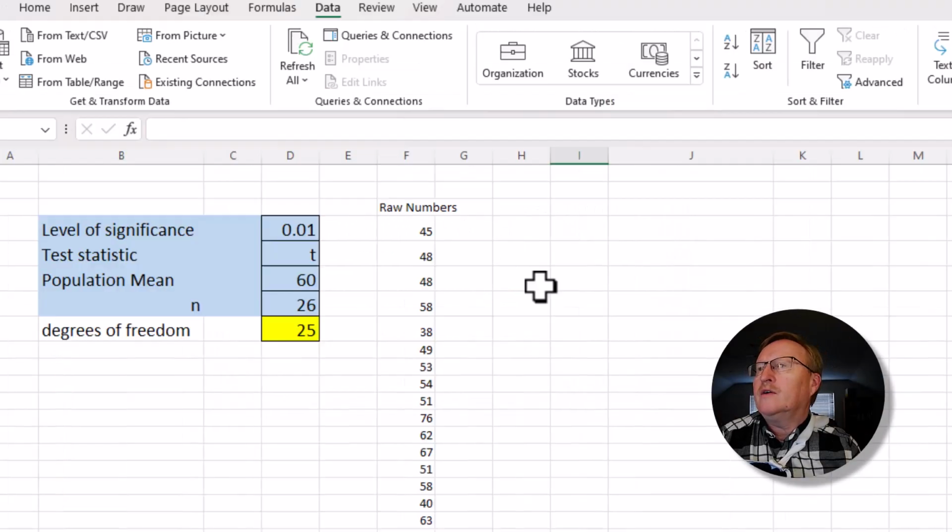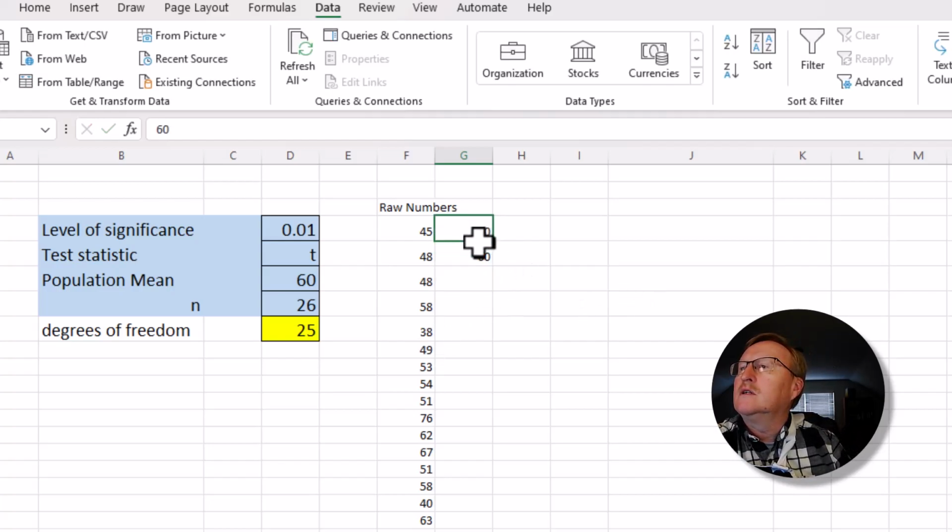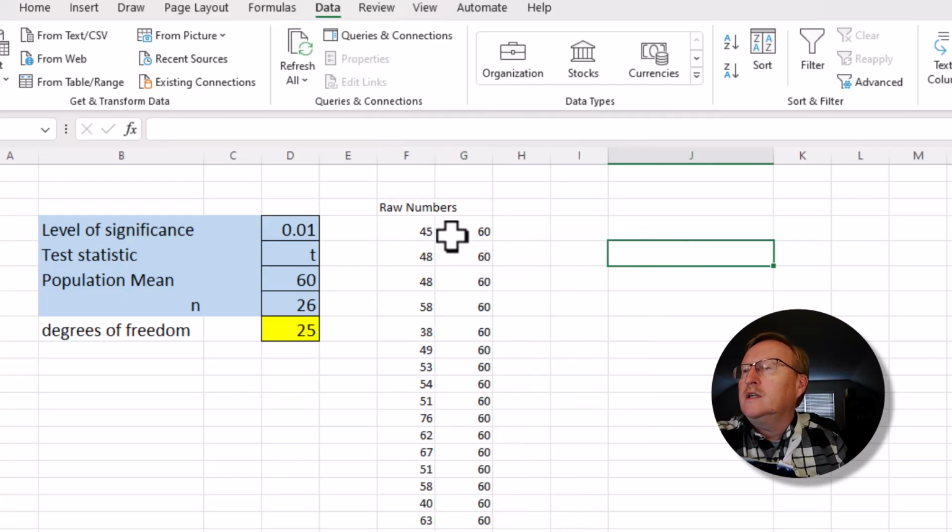So let's go out. Now the way we do this is, what is our population mean? Oh, it's 60. So I'm going to put 60 there. I'm going to go down and I'm going to go 60 there. And I do that because now I can copy this down by just clicking that little dot and bringing 60.